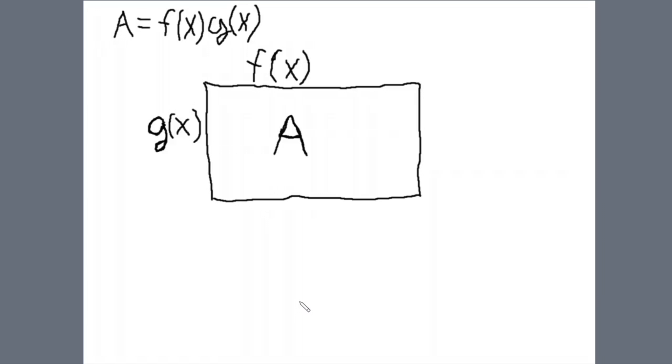Since we are multiplying two things together, it can be helpful to think in terms of area. We can use f of x to represent the length of a side of a rectangle, and g of x can be the other side length of the rectangle. Now f of x times g of x is the area of the rectangle. So if we want to find the derivative of f of x times g of x with respect to x, we need to find the rate at which the area of this rectangle changes with respect to x.